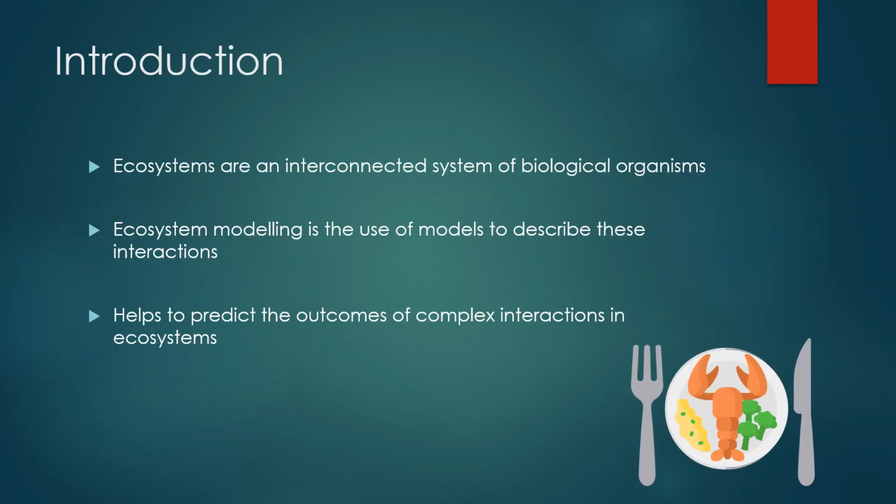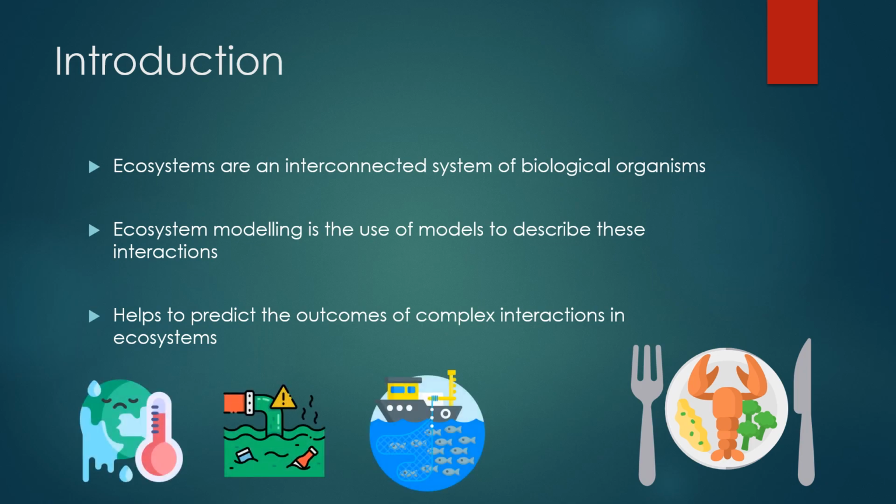For much of human history, people have relied upon marine ecosystems for food and other resources. However, in recent times, pressures caused by humans such as climate change, pollution, and overexploitation of these habitats have greatly threatened our continued use. Ecosystems are defined as interconnected systems of biological organisms, which interact with each other and the environment. Ecosystem modeling is the use of models to describe these interactions, helping scientists predict the outcomes of these complex interactions in a meaningful way.